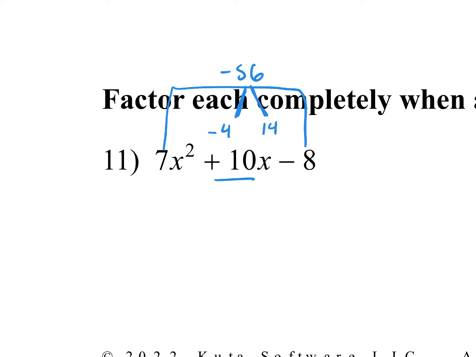So anytime that you have a number out front, so that first term has a number that's not 1, it's not just an x squared there, and we can't divide everything here by the same greatest common factor, you have to multiply the first times the last. So when you don't have a greatest common factor to take out, you have to multiply the first times the last. So then we have x minus 4 times x plus 14.